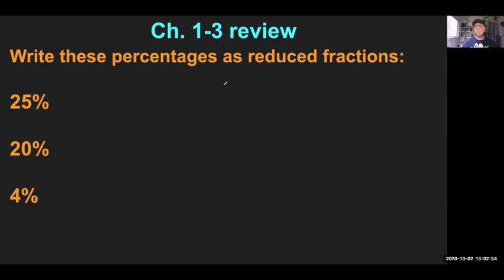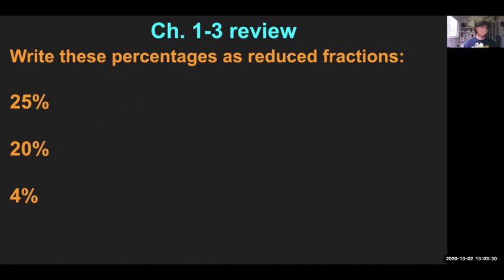Okay, so now we're on to, I think this was lesson 2. Write these percentages as reduced fractions. Well, hopefully you have this one memorized, right? So let's just do this in case you forgot. 25% means 25 over 100, right? And then you reduce it. Well, we can divide both sides by 25, which would give us 1. 25 divided by 25 is 1. 100 divided by 25 is 4. And hopefully that's one of the ones you had memorized. 25% is 1/4.